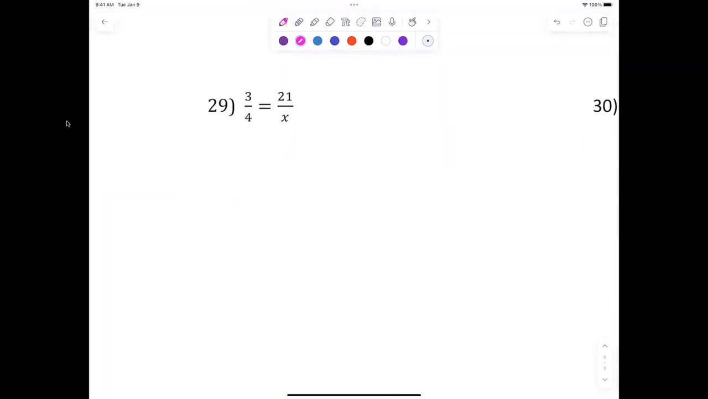Another proportion, cross multiply. 3x equals 84. X equals 28. You could also say, hey, I just multiplied by 7. All right, if you like that. That's dividing by 3. We're dividing by 3. 3x equals, yes, 84 divided by 3 is 28.